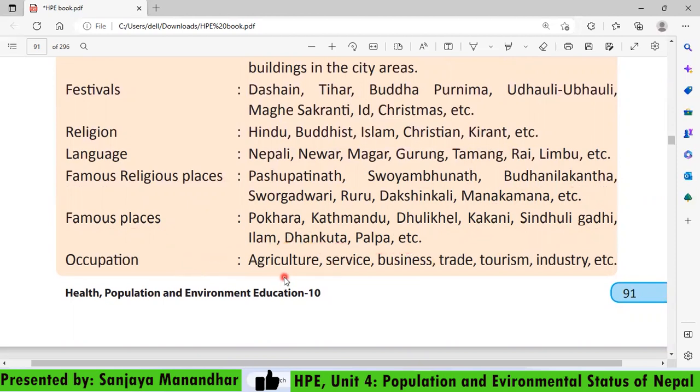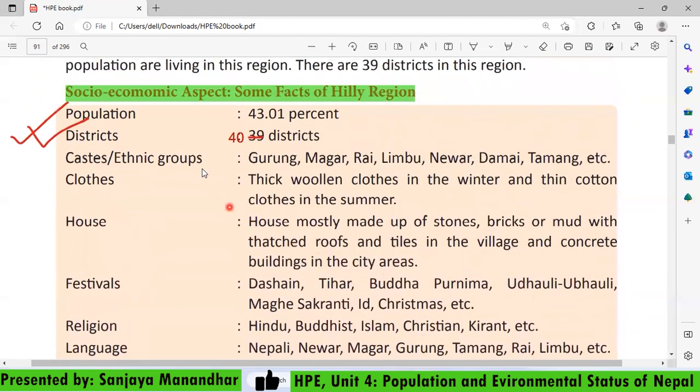And occupation: agriculture, and service, business, trade, tourism, industry, these all are there. So these are the main points you have to include. So the socioeconomic aspect, I think it is not difficult for you.